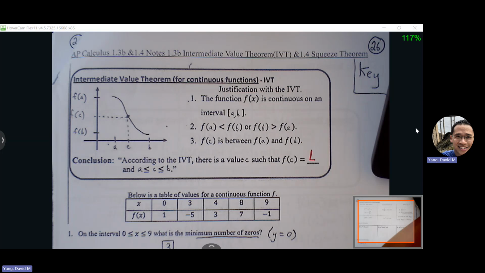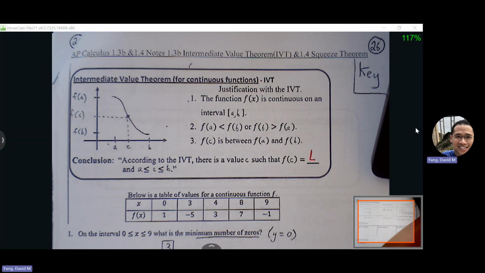So IVT, intermediate value theorem, for a continuous function says that if the function is continuous on the interval from a to b, and let's say that these are my endpoints, right? So I know that one endpoint is either less than the other endpoint or vice versa. So either I'm starting off with a higher y value, ending with a lower y value, or I'm starting with a lower value and ending with a higher y value. Okay, so it doesn't really matter which one is higher, which one is lower.